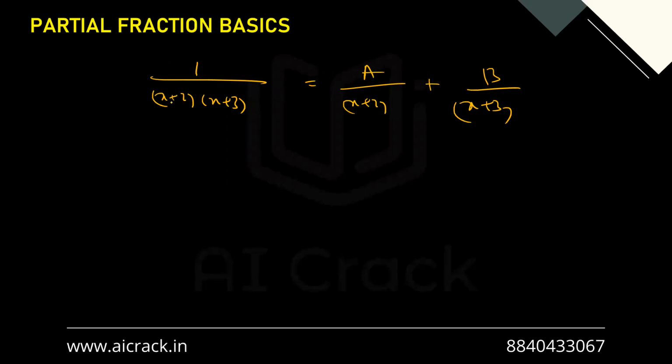Now I'm assuming that every one of us knows how to convert this into a difference series, because we have studied difference series in arithmetic progressions. So this would be nothing but 1 upon (x plus 2) minus 1 upon (x plus 3).